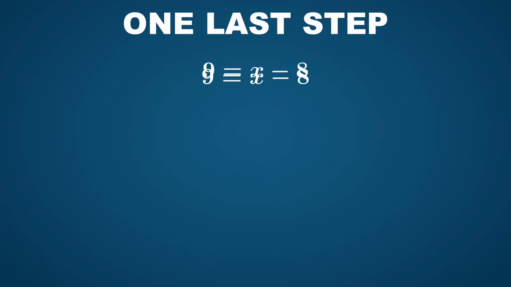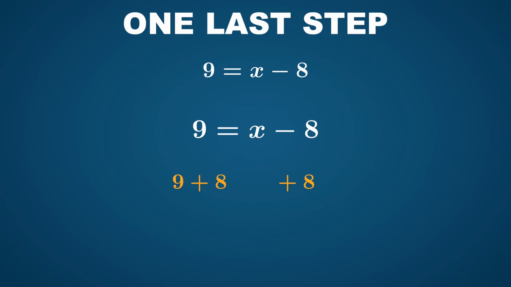We are now just one single arithmetic step away from fully isolating the variable x. To isolate x, we reverse the subtraction of 8 that is present on the right side. We accomplish this reversal by adding the integer 8 to both sides of the equation. On the left-hand side, we compute the straightforward sum of the integers 9 and 8. Adding the positive number 9 to the positive number 8 yields a sum of 17.